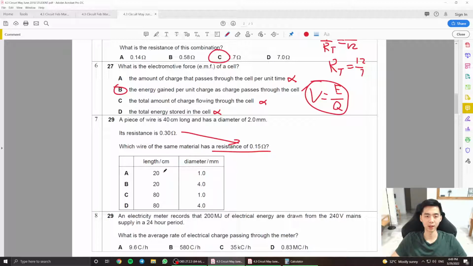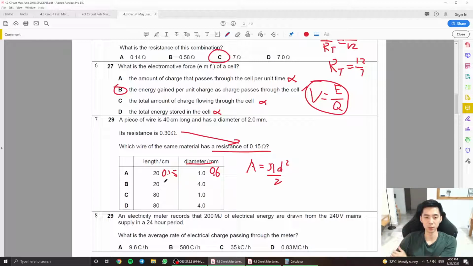When I halve the length here, this will be 0.15. When I halve the diameter, this actually quadruples the resistance, because the diameter has to go through the area, which is going to be pi d over 2 squared, right? When you halve the diameter, because of the square component here, it actually quadruples the area. So if this was the case, this will cause the resistance to increase times 4, which is going to be 0.6. So this is not logical.